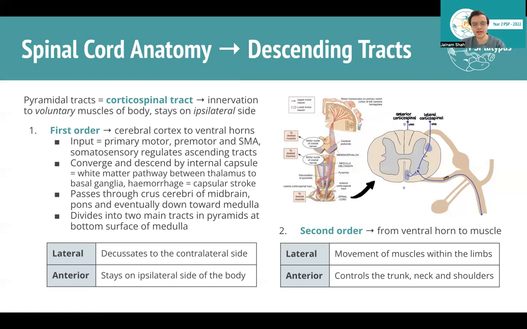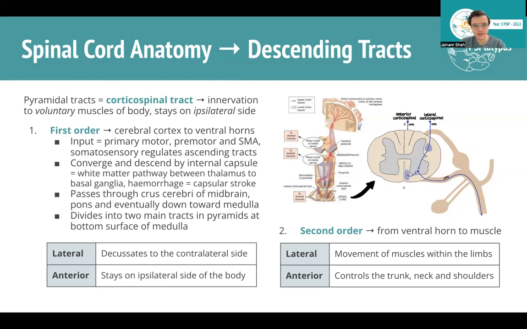So I want you to try and think about, by the end of this slide, if you have a capsular stroke, what sort of impact is that going to have on a person in terms of motor function, at least? From there, it then passes through the crus cerebri of the midbrain, and then it goes down to the pons, and then eventually ends up down in the medulla.